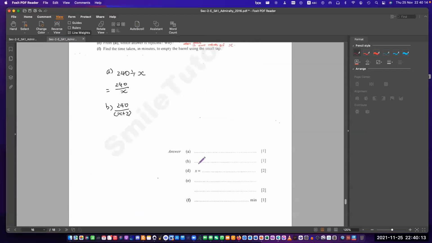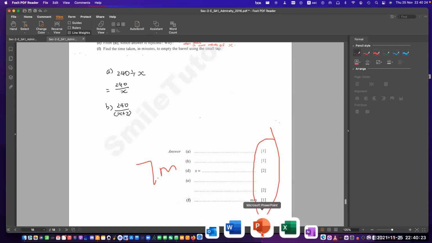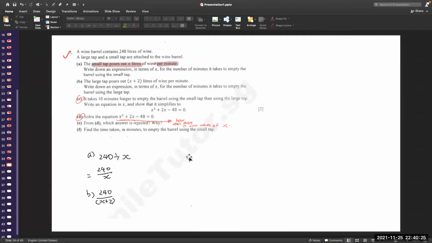Let me double check the marks for this question. Yeah, here. 2, 2, 2, 7. Total 7 marks. So if you can manage, then you can do this question. I mean, you can score 7 out of 100.